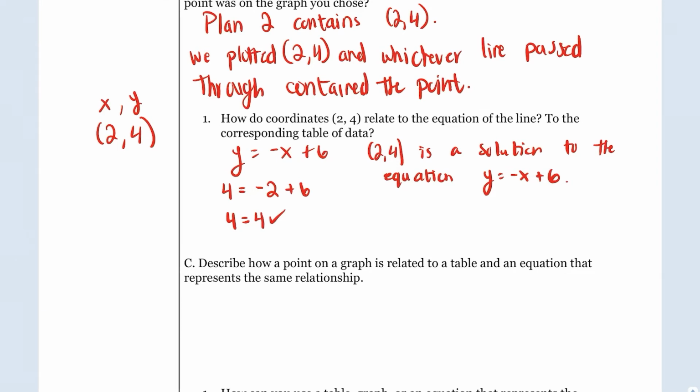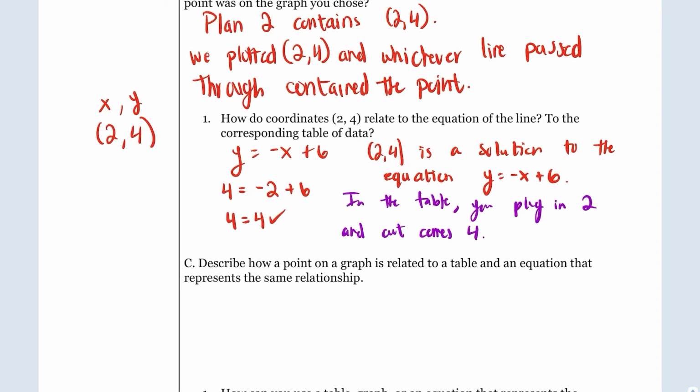Okay, how do coordinates (2, 4) relate to the corresponding table of data? Well, if you plug in 2, what happens? Well, out comes 4, right? You do the math and out comes 4. So in the table, you plug in 2, and out comes 4.